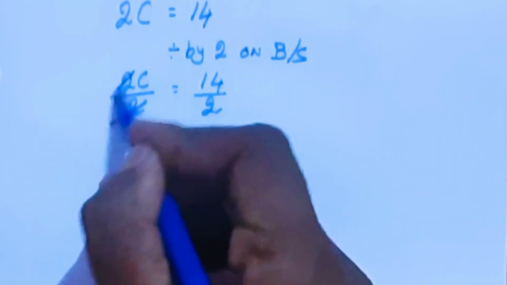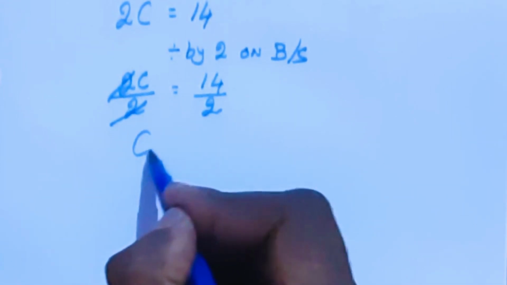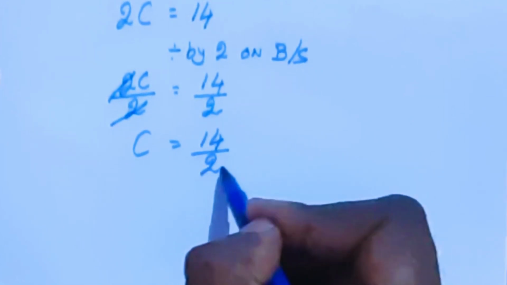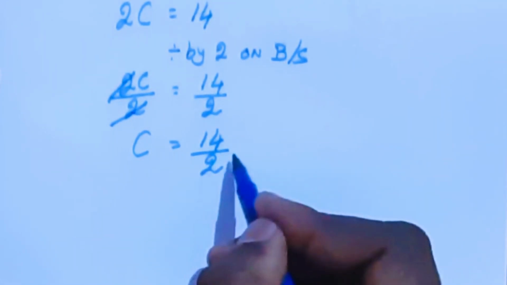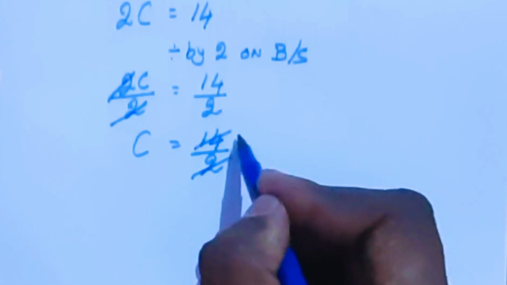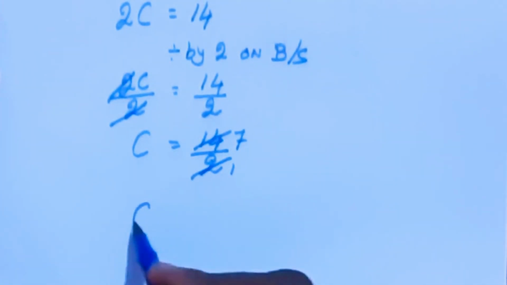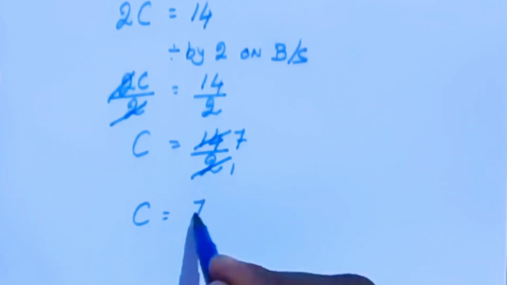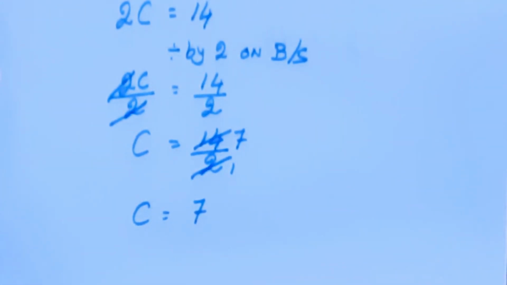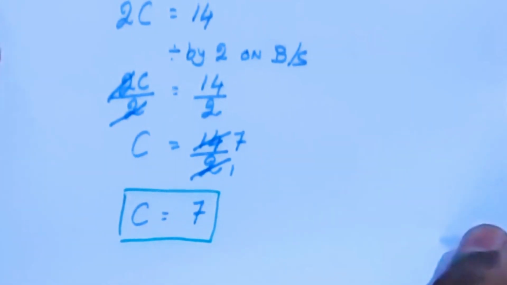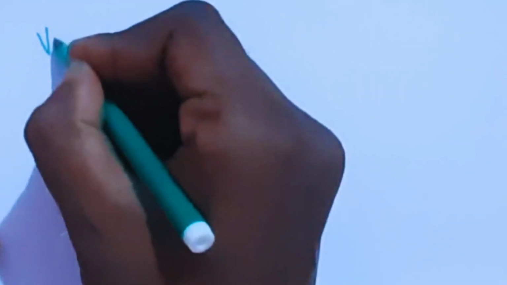So 2C by 2 equal to 14 by 2. This 2 cancels this. Here we have C equal to 14 by 2. Simplify here, we'll get 7. So C equal to 7 in method 1. Now we are going to verify this.